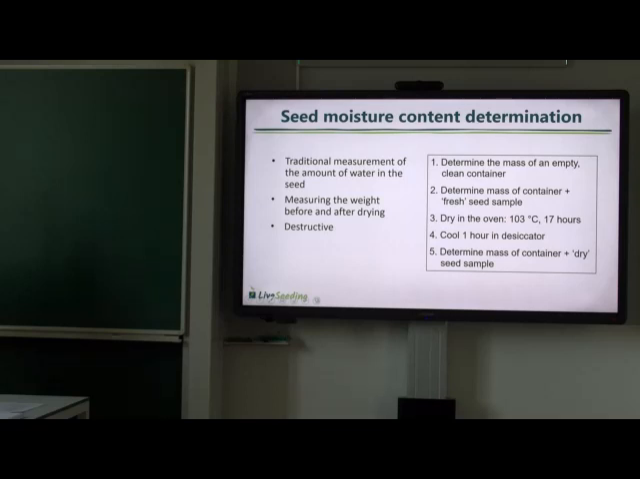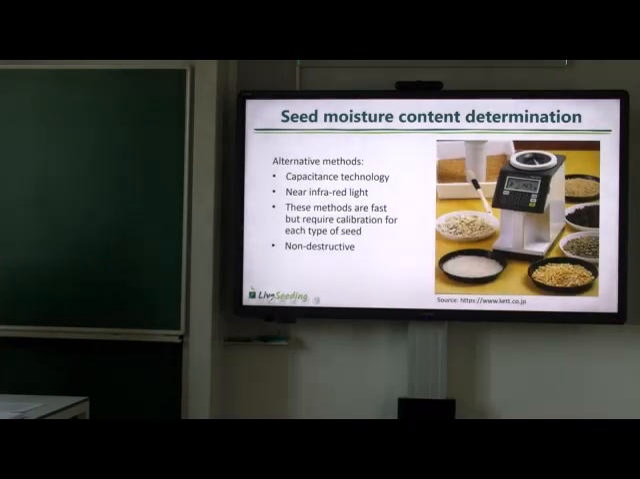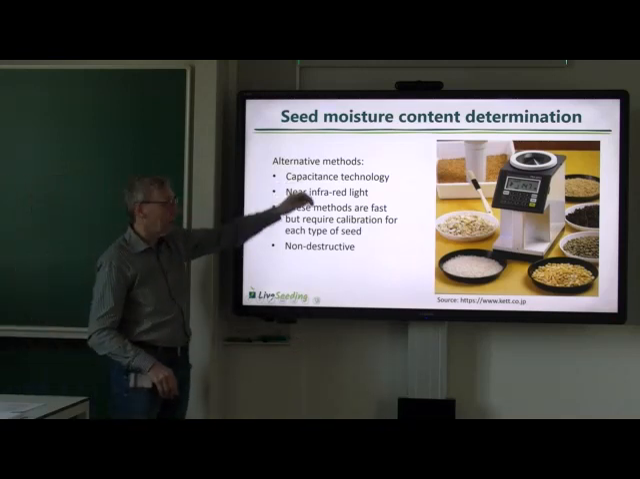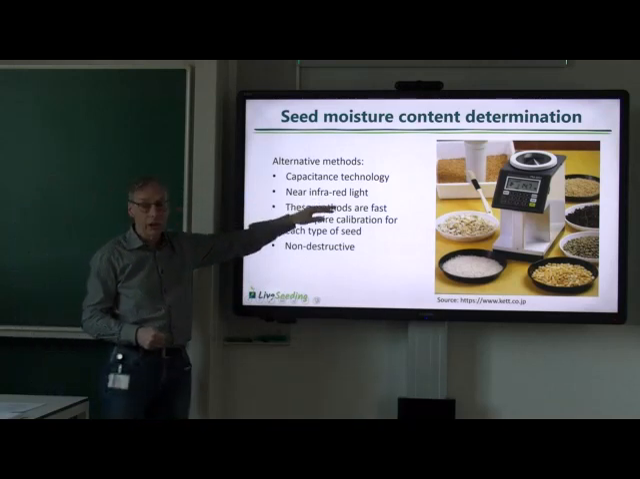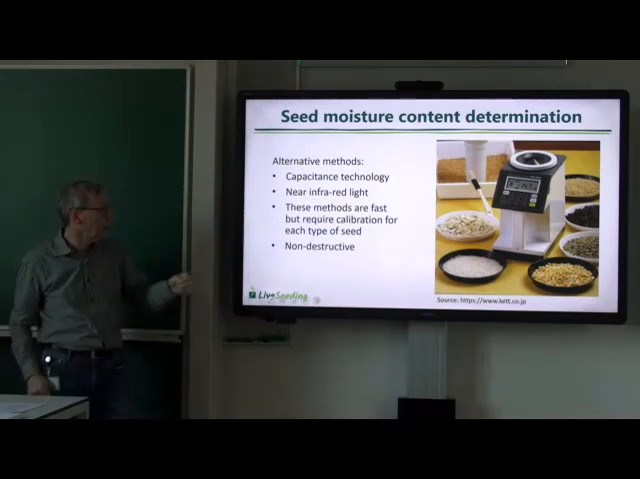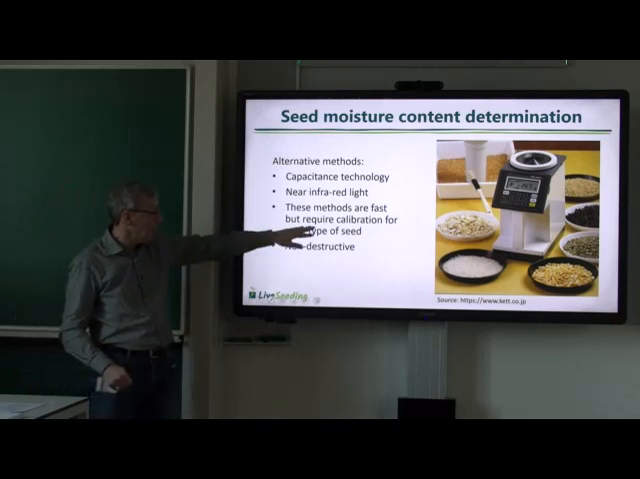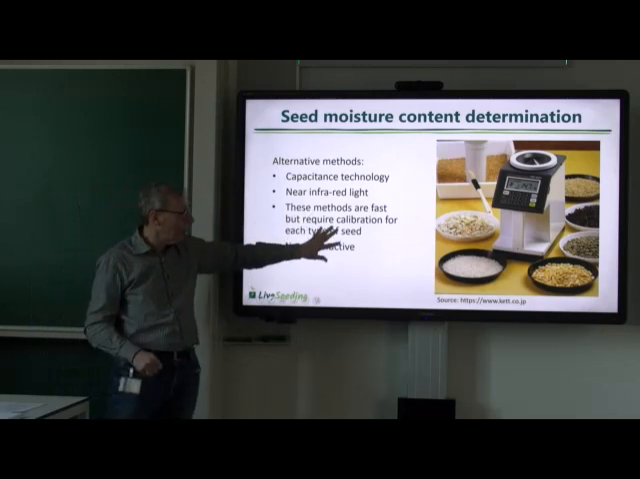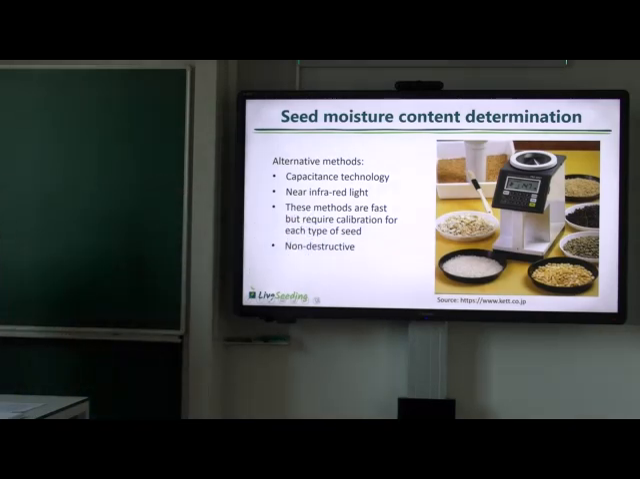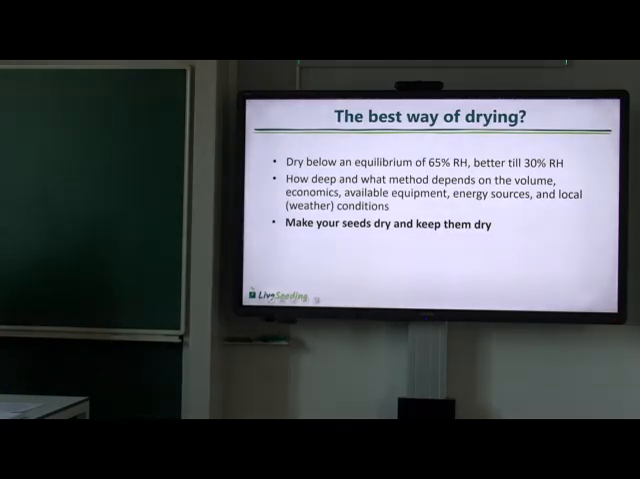So if you have a limited amount of seeds, this takes seeds, so that's a pity. There are alternative methods, but there you need equipment. Capacitance, so how much electricity it can take. Near infrared also measures how much water is there, but there you also need calibration for your seeds. Those are also non-destructive, but you need more equipment. So the most simple is this relative humidity meter.